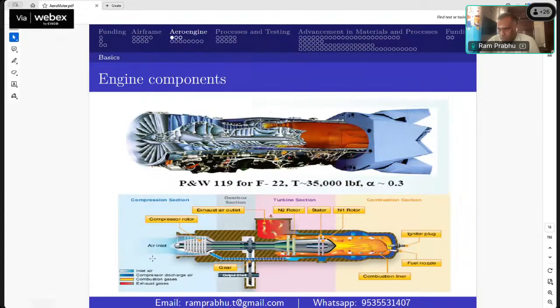This is the turbo shaft engine, mainly for the helicopters, where the power is my priority rather than the speed. Okay, but the mechanism is the same as your jet engine. Take the air, compress it, and combustion takes place in the combustion chamber, which will be used to do the useful work through the turbine. And the turbine taps the energy and sends it to your rotors for the rotations. Okay. So that's a simple explanation.